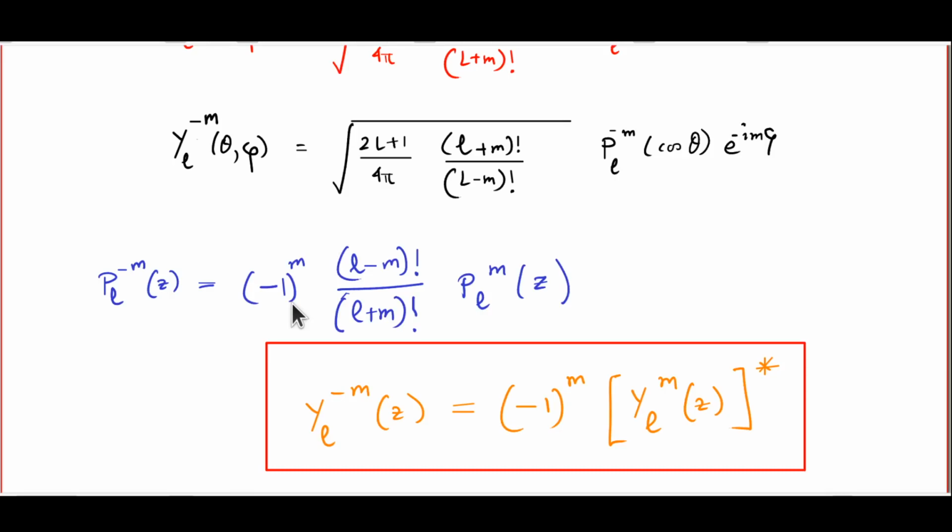Now, one reason why this is a very useful formula is that for any given value of L, m goes all the way from minus L to plus L. That is 2L plus 1 values in all. So when you want to tabulate the spherical harmonics, you would have to tabulate 2L plus 1 different spherical harmonics for each L. This equation tells you that you don't really have to tabulate the YLMs for negative m because they're taken care of by this relationship if you know the YLMs for positive m.